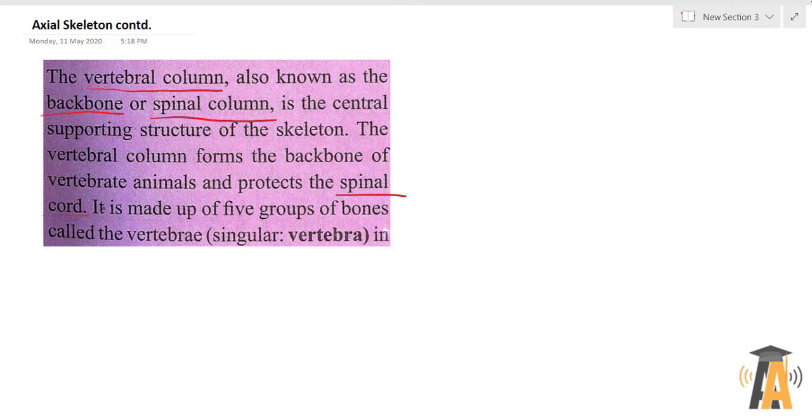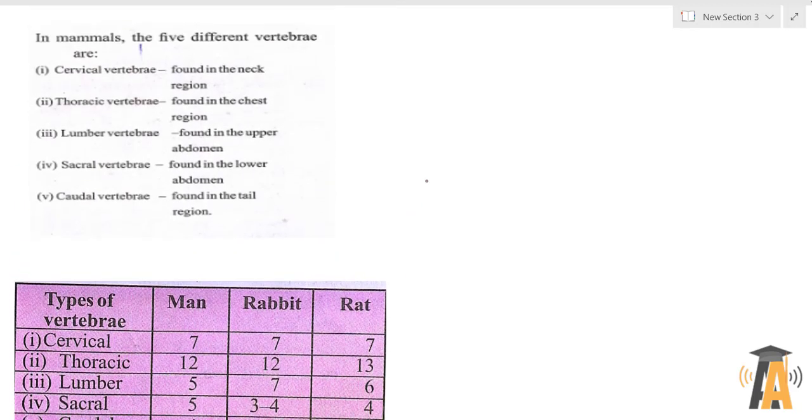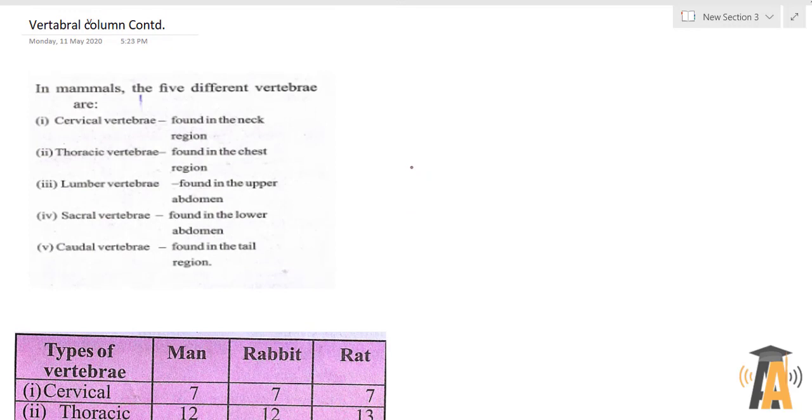At the next slide we'll consider the 5 different bones of the vertebrae. We have them here, 1 to 5. The first one is the cervical vertebrae, and it's found in the neck region. The second is the thoracic vertebrae. It's found in the chest region. The third is the lumbar vertebrae. It's found in the upper abdomen. The fourth is the sacral vertebrae.